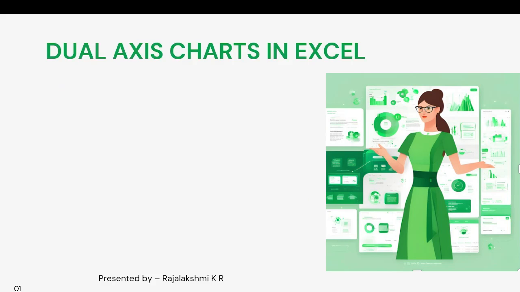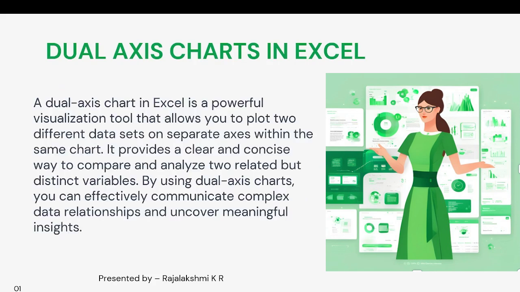Hi, in this video we are going to learn dual axis charts in Excel. A dual axis chart in Excel is a powerful visualization tool that allows you to plot two different data sets on separate axes within the same chart. It provides a clear and concise way to compare and analyze two related but distinct variables. By using dual axis charts, you can effectively communicate complex data relationships and uncover meaningful insights.